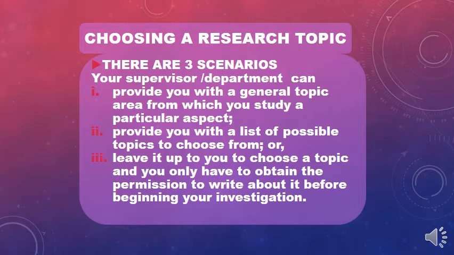Letter I, you can provide you with a general topic area from which you study a particular aspect, and that's where I kind of clarify that. And that's where either you have your textbook or you have the website that was offered prior that can kind of give you some insight and kind of give you a direction. Number 2, provide you with a list of possible topics to choose from. Again, that was already proffered. Or number 3, leave it up to you to choose a topic, and you only have to obtain the permission to write about it before beginning your investigation.